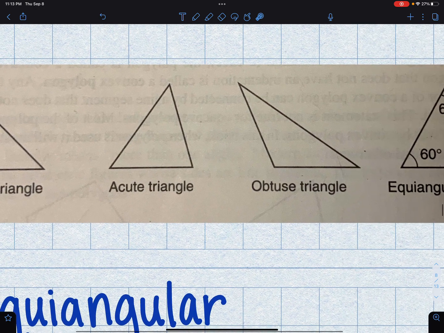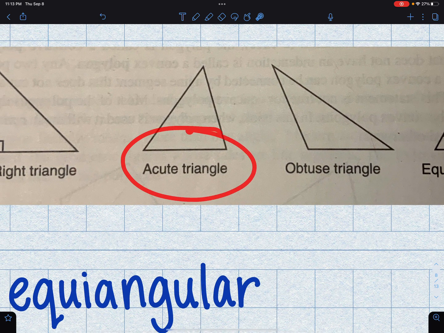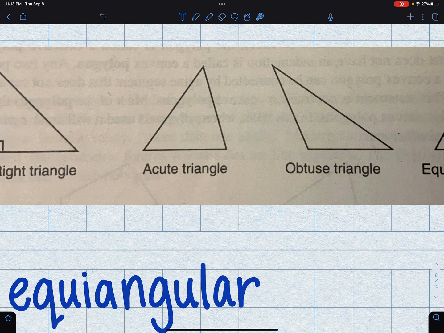Cool. Okay. This one is called an acute triangle. Do you think you can guess why? All the angles are so cute. All the angles are less than 90 degrees, and that makes them so cute and little. So it's an acute triangle.